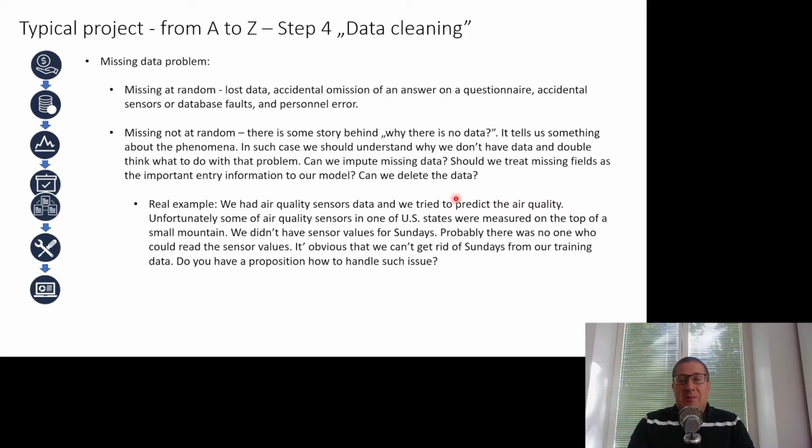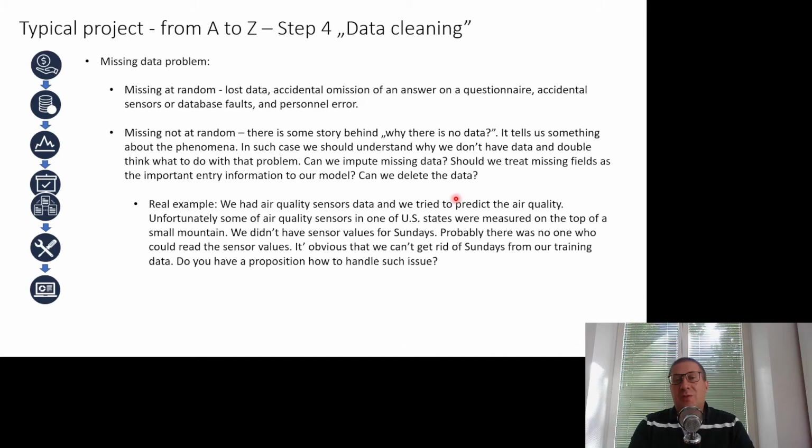So we think, we don't know, but we can guess that there was no one who could read the sensor values on Sundays. So deleting all the values from Sundays would be a mistake. We can't get rid of Sundays from our training data. So what can we do? Any suggestions? Do you have an idea?